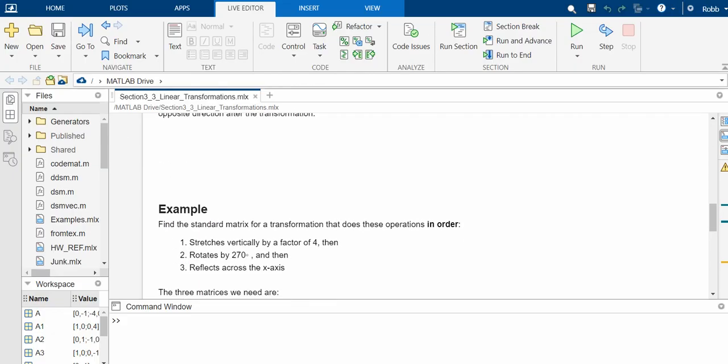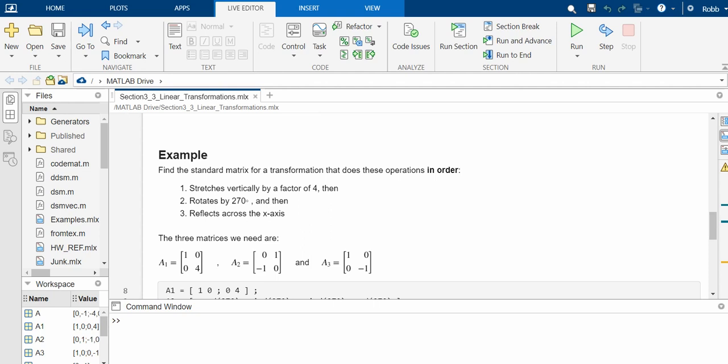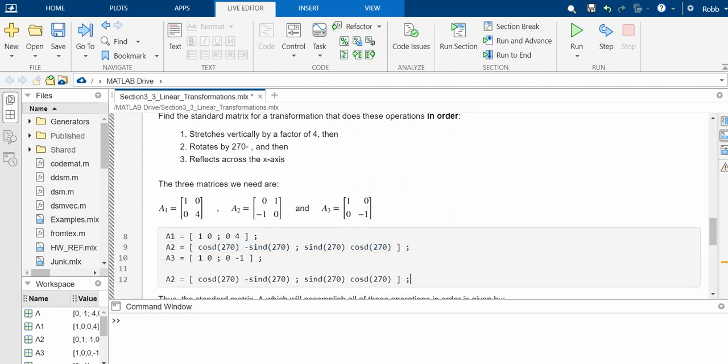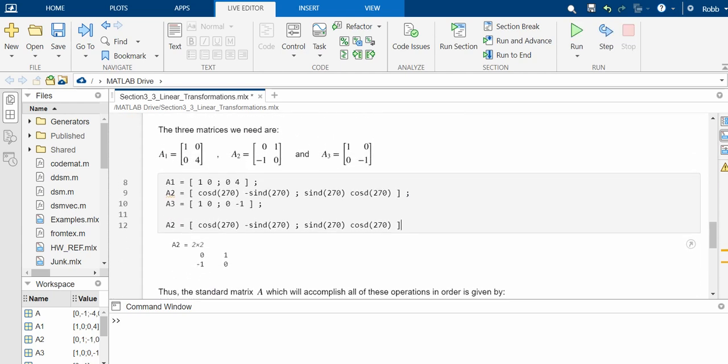All right. Here is the example question. And notice this. Let me actually take this and get a little room here and take the semicolon. So the semicolon at the end of these lines is suppressing the output. It's doing the calculation and creating these matrices. But let me actually show you what's going on here with A2, okay?